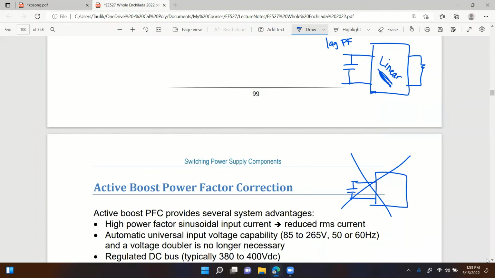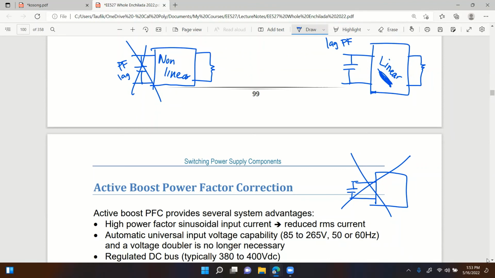So that's what you learn in EE212, right? You learn about AC circuits, which are all linear circuits. They only have capacitors and inductors. There's no switching. What we have right now is a switching circuit, and a switching circuit is a non-linear circuit. So if the power factor is lagging for a non-linear circuit, you cannot do this. That's no longer working with a capacitor.